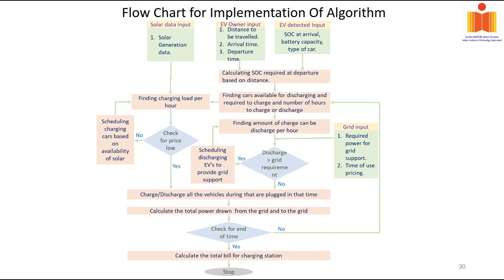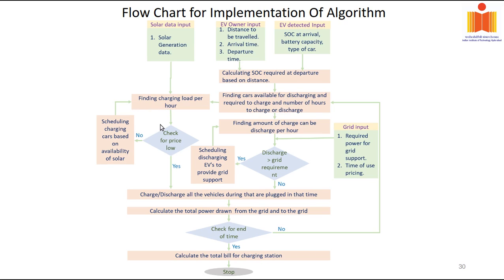Then given these inputs, I am calculating SOC required at the departure based on baseline. On the other hand, from the solar data, I am finding charging load per hour. So each hour, what is the charging load? That information we can extract from this.